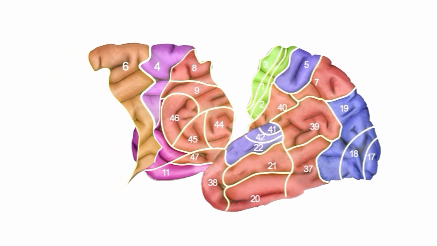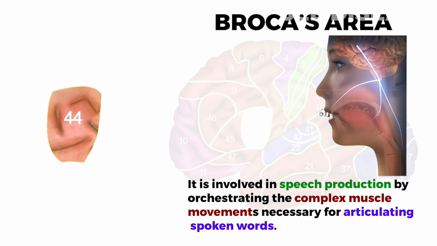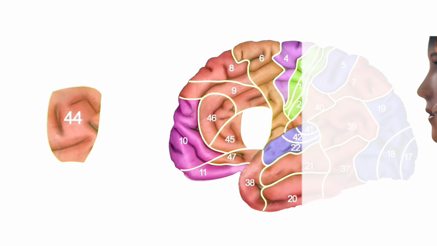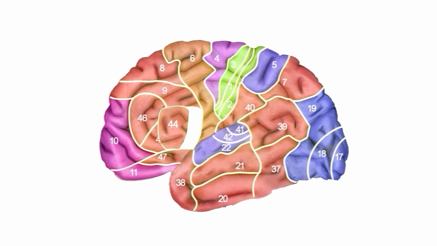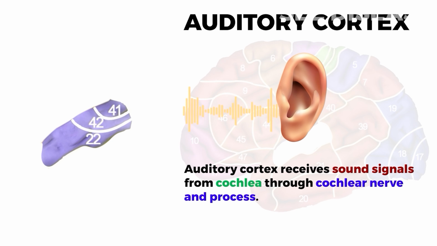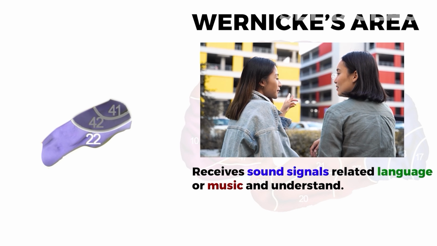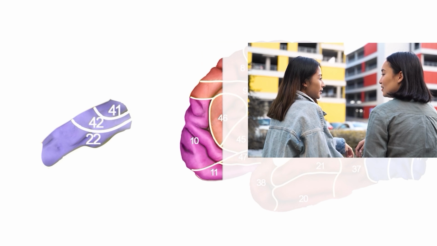Now area 44 is Broca's area, which is the speech area, the expression of speech, produced by complex muscle movements of the throat and the tongue, which is controlled by area number 44. Areas 41 and 42 are for language reception, and process the various sounds and make sense of the language as well as the music. It's also called Wernicke's area, which receives the speech signals.